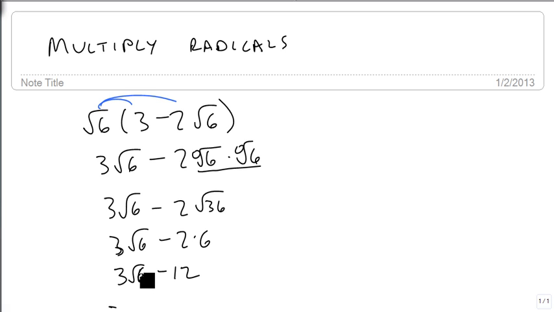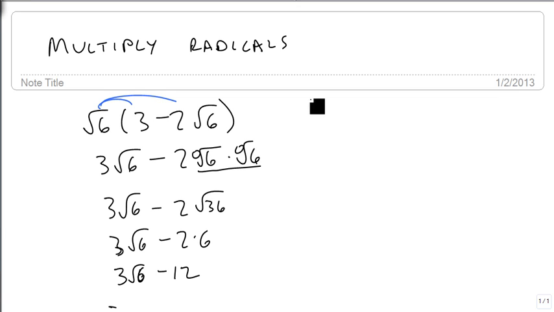Now we don't have to reorder this like we did with polynomials. There is no set order to radicals. So we just leave it as it is in its final answer, and this is our answer. Well, let's look at another example now.